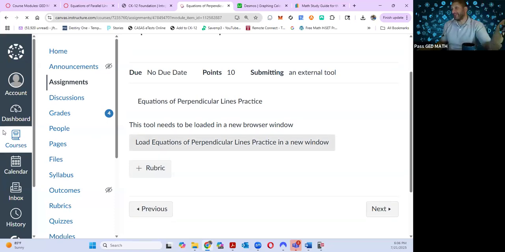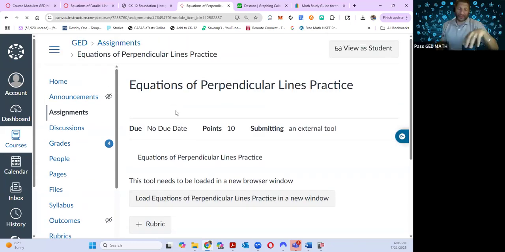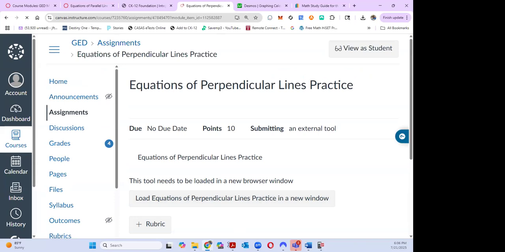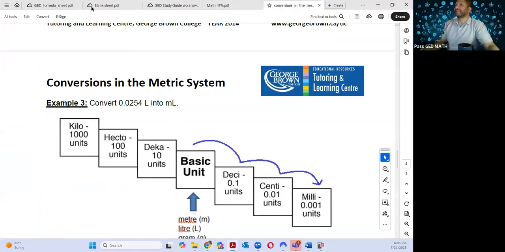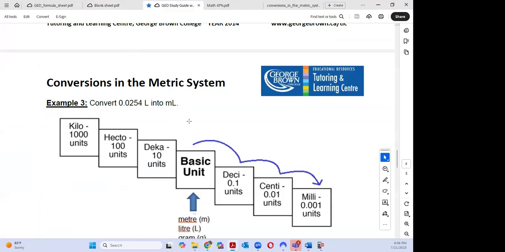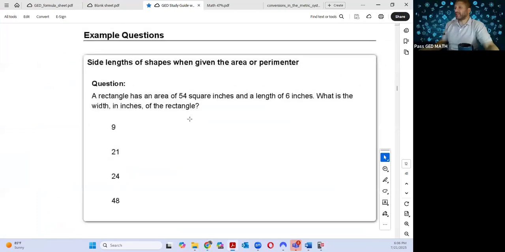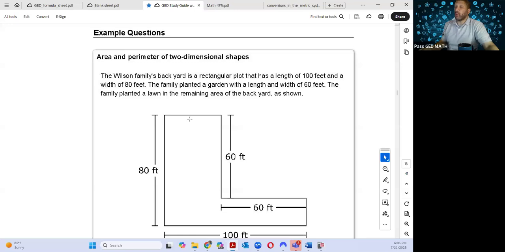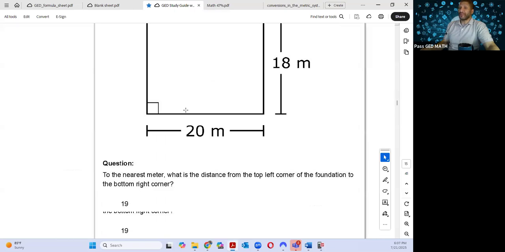So let's see if we remember. What is a perpendicular line? Can anybody tell me? Two lines that never cross? Nope. Two lines that intersect. Two lines that intersect, but when they intersect, what special thing do they form?